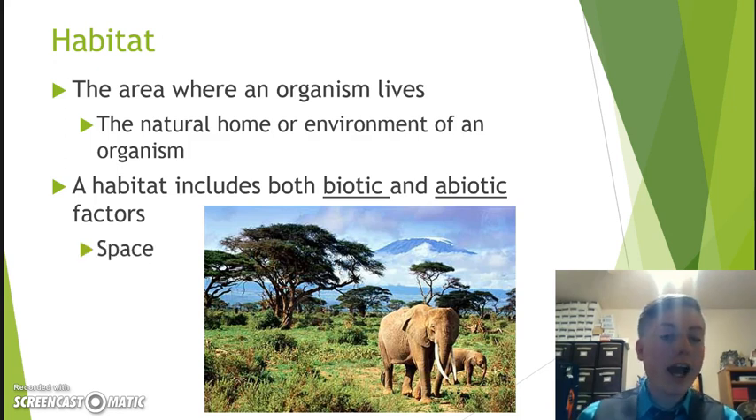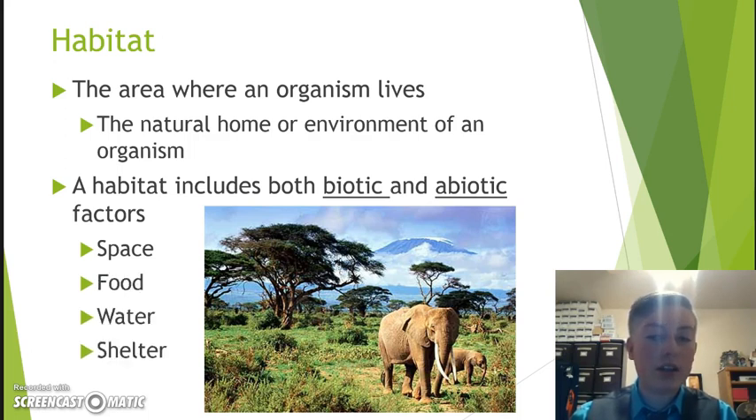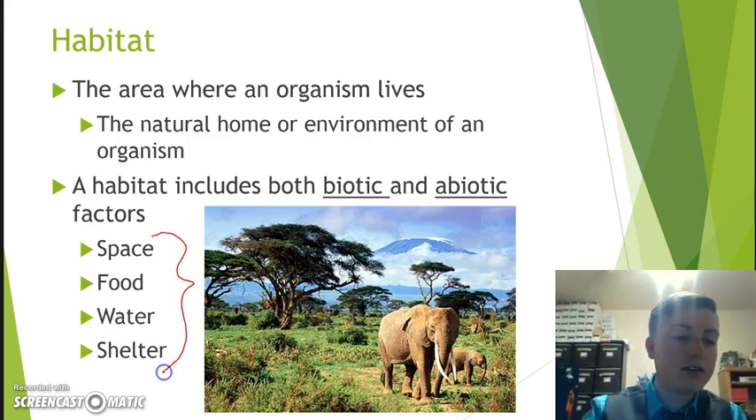So 4 things that have to be present in order to make up a habitat are space, food, water, and shelter. So these 4 things right here.